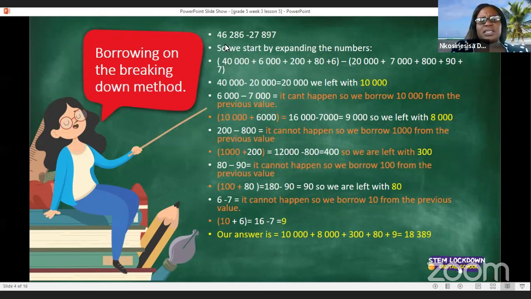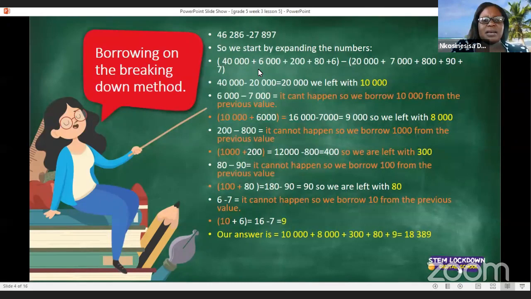So we break down 46,286 minus 27,897. When we break down the number, we use the expanded notation. So the first number becomes 40,000 plus 6,000 plus 200 plus 80 plus 6. And because we're subtracting, remember yesterday I mentioned that we put a subtraction sign there, and then we put the second number in brackets. So we close it in brackets. So it's 20,000 plus 7,000 plus 800 plus 90 plus 7.